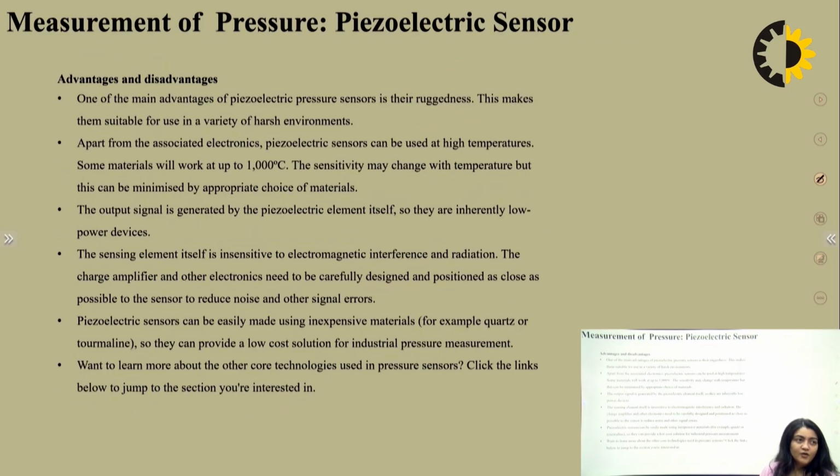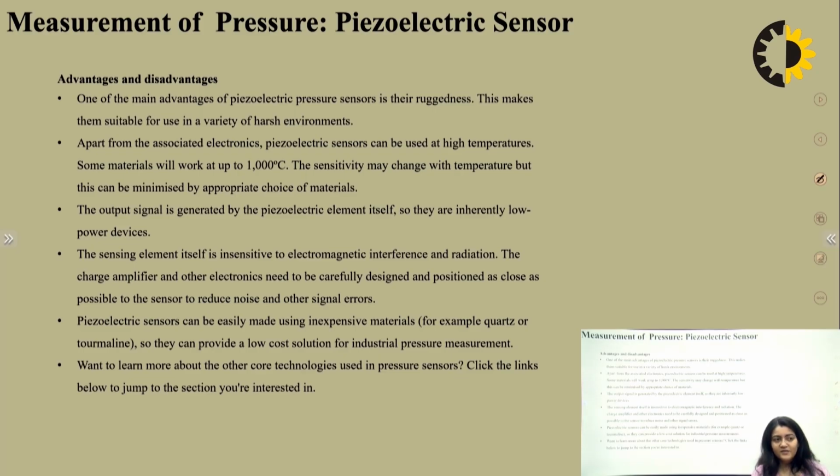This dynamic sensitivity means they are good at measuring small changes in pressure even in a very high pressure environment. Now, what are the advantages and disadvantages? One of the main advantages of piezoelectric pressure sensors is their ruggedness. This makes them suitable for use in a variety of harsh environments. Apart from the associated electronics, piezoelectric sensors can be used at high temperature. Some materials will work up to 1000 degrees centigrade.